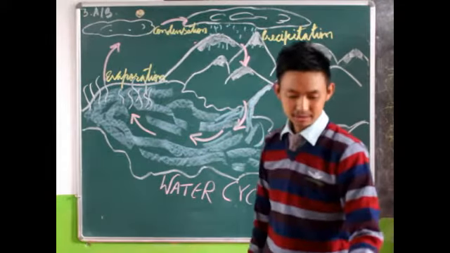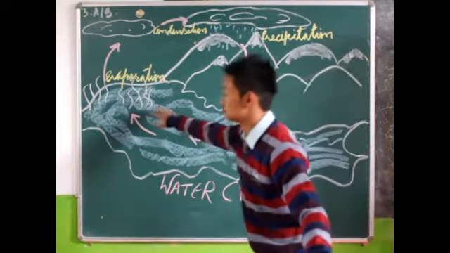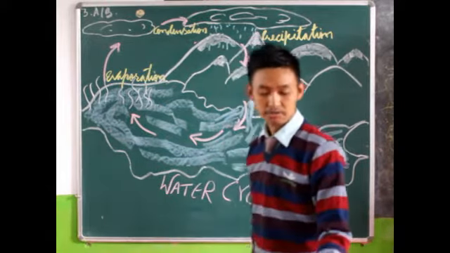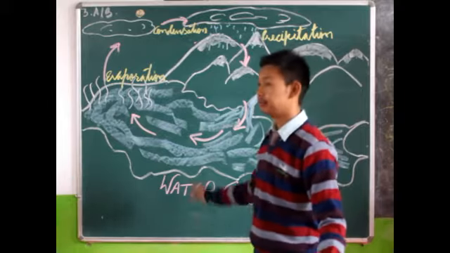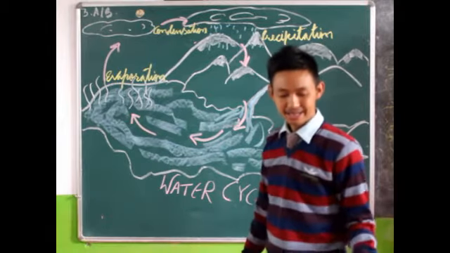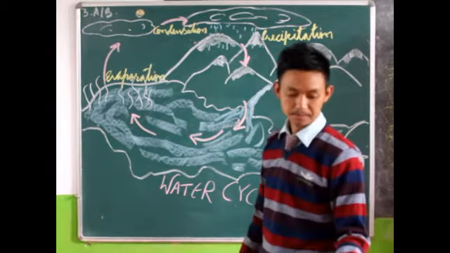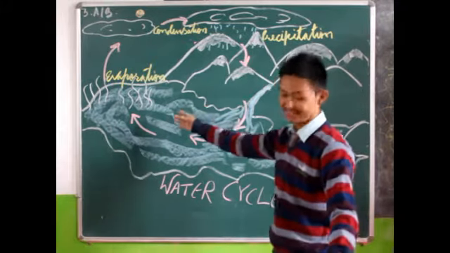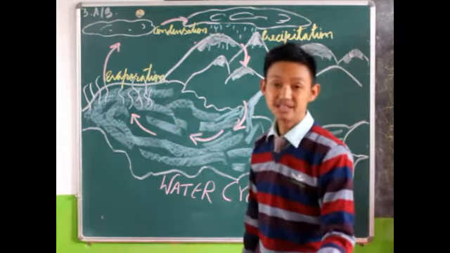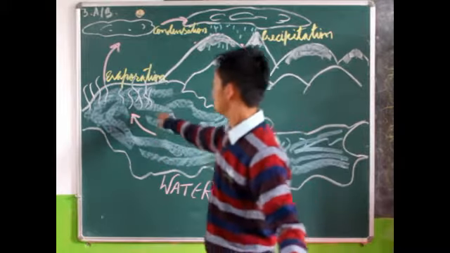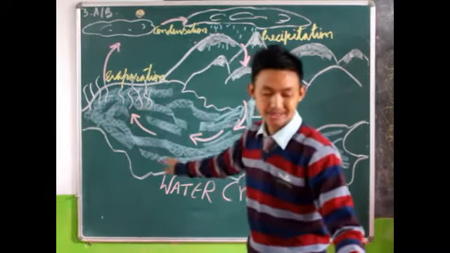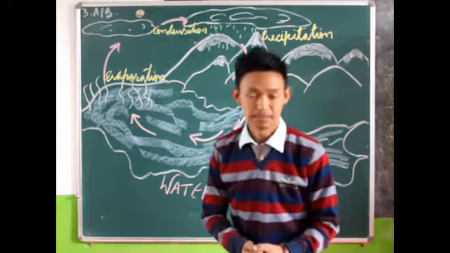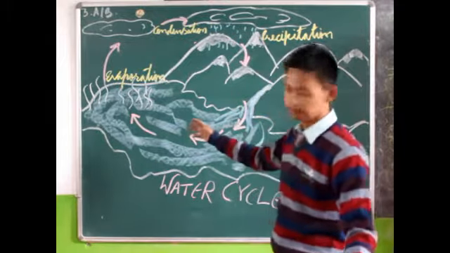When the sun heats up the surface of the water bodies such as rivers, seas, lakes and oceans present on the earth, this heat changes the water into water vapor. This is due to evaporation. This is called evaporation.